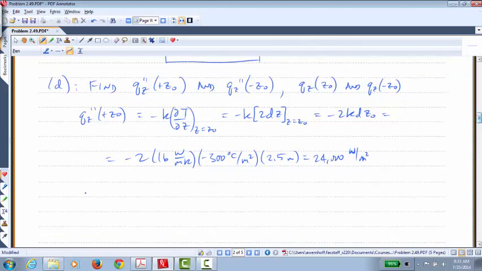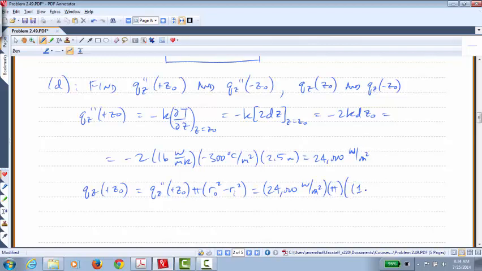Okay, and then of course the corresponding heat flow rate is going to be this heat flux times the area, and the area is simply pi times Ro squared minus Ri squared. So it's going to be 24,000 watts per square meter times pi times 1 meter squared minus 0.2 meters squared. And our end number from this is 7.24 times 10 to the 4th watts.